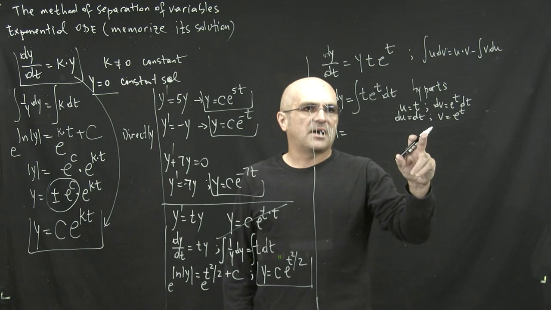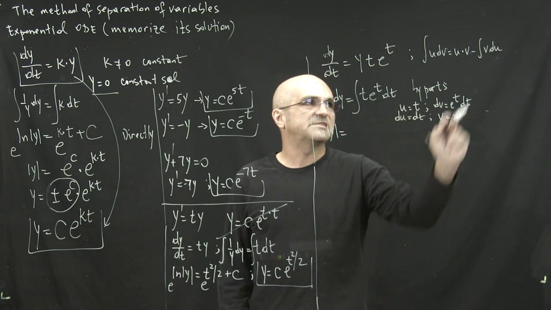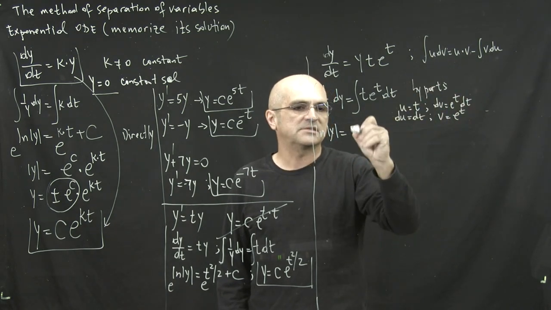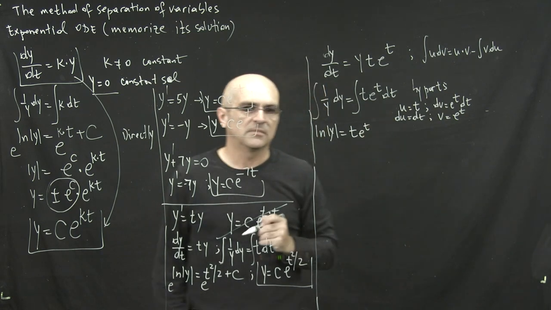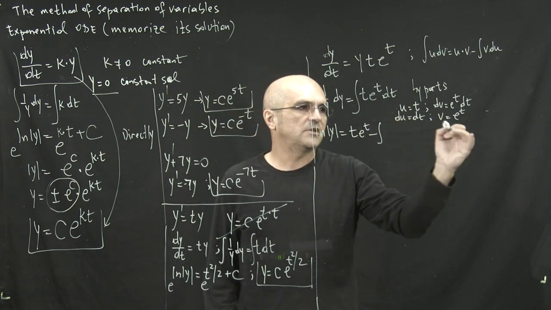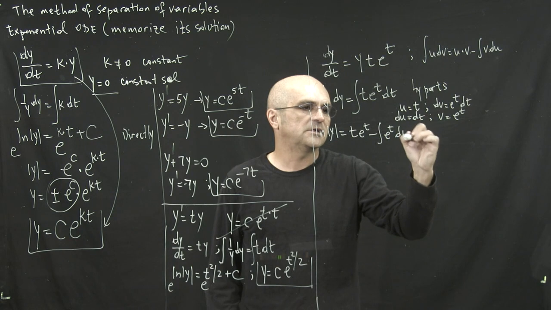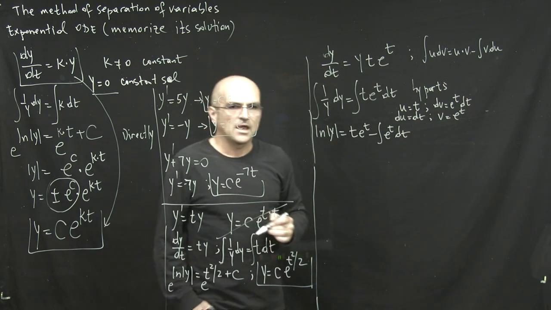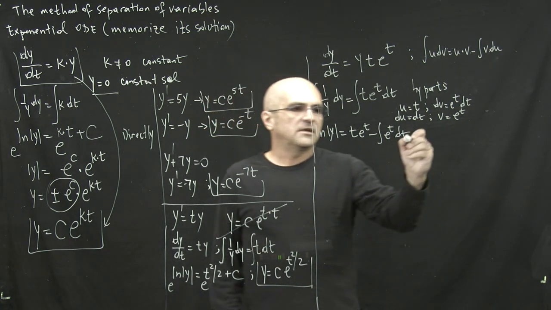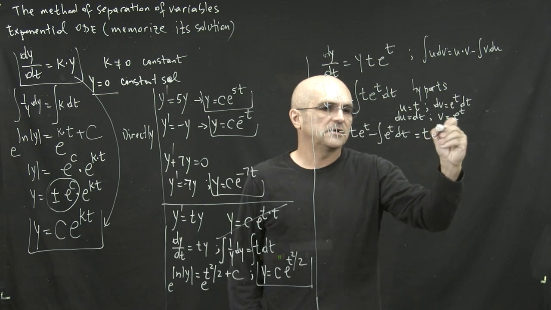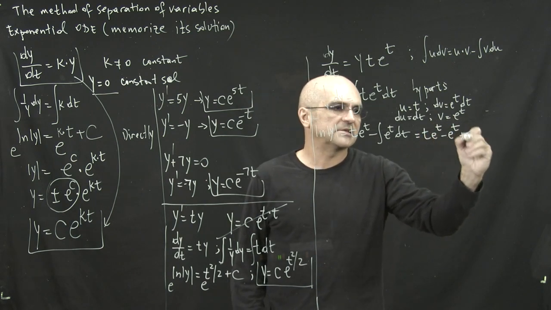So now we proceed by parts with this integral. We're going to have u times v on the outside, so that means t e to the t minus the integral of v du, which is e to the t dt. And then finally, this will be t e to the t minus e to the t plus a constant c.